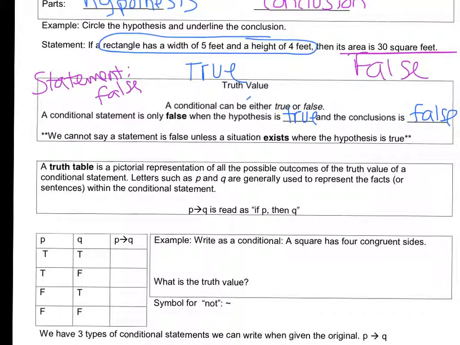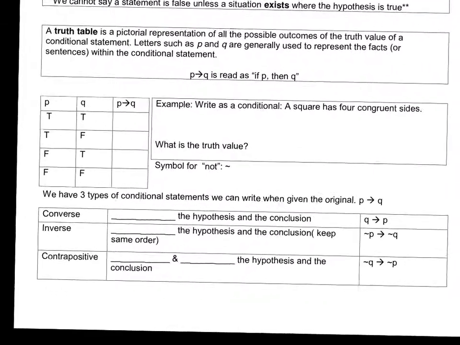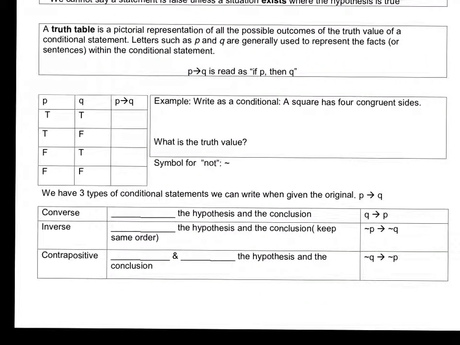Let's look at a truth table to show this. A truth table is just a picture representation of all the possible outcomes. Usually, for whatever reason, we use the letters P and Q. P is your hypothesis, Q is your conclusion, but that's not always the case. Your symbol here is just this arrow, and that's read as if P, meaning if whatever P is, then we know Q. Then we know our conclusion.